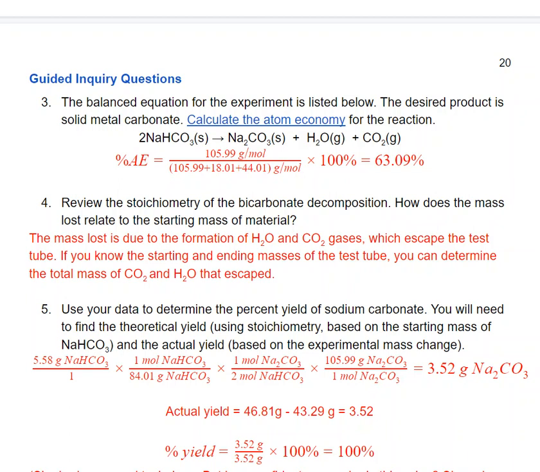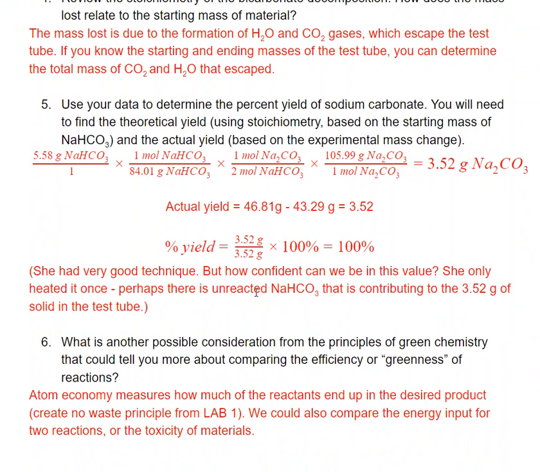So now we want to find our percent yield of sodium carbonate. Percent is always the part that you are interested in over the total, over the whole. So I want to know how much did I actually get versus what I was expecting to get. Based on the math in the video, we come up with 3.52 grams of sodium carbonate. And in this case, we see that the percent yield is going to be 100% because her actual yield is the same as her theoretical yield.